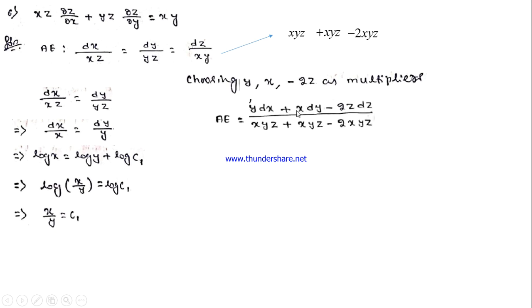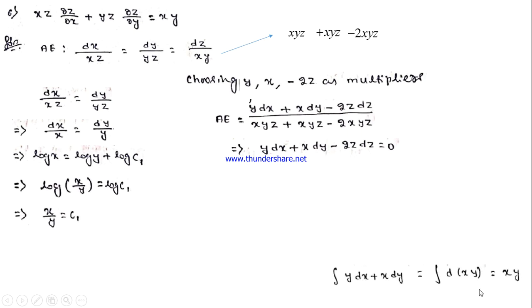Now what about the numerator? Is it in integrable form? By looking at this expression, we feel it is not in integrable form because it is y dx and this is x dy. But if you observe it carefully, this is nothing but the differentiation of xy. The differentiation of xy is x into the differentiation of y plus y into the differentiation of x. That is the differentiation of u into v; the product rule is used here. So this can be rewritten as d of xy minus 2z dz equal to 0.